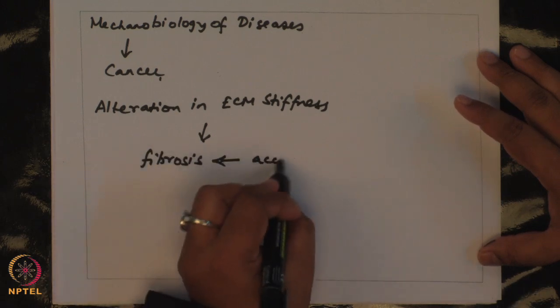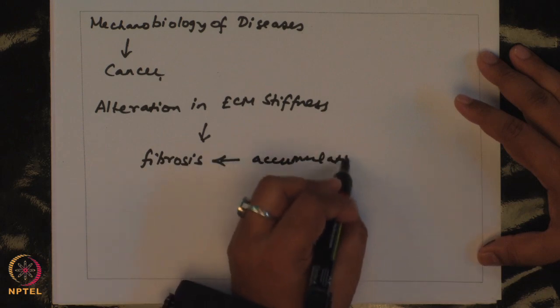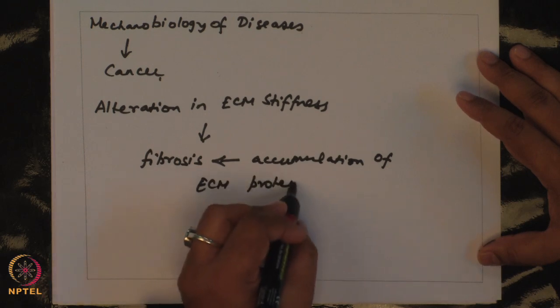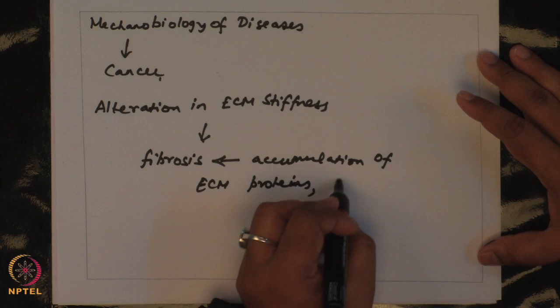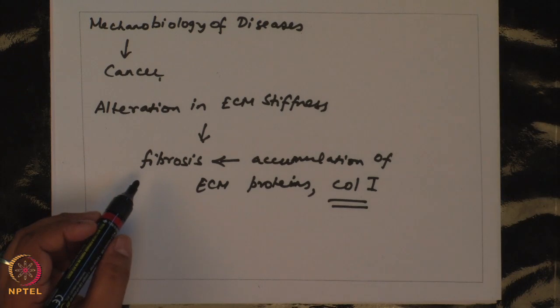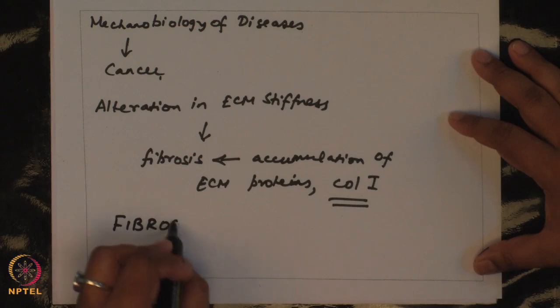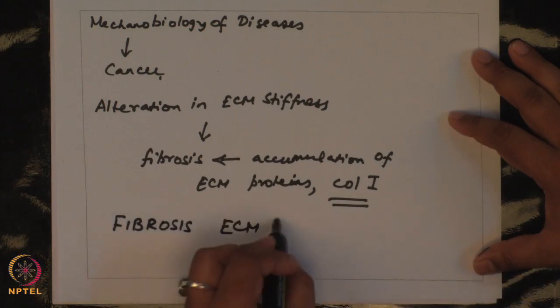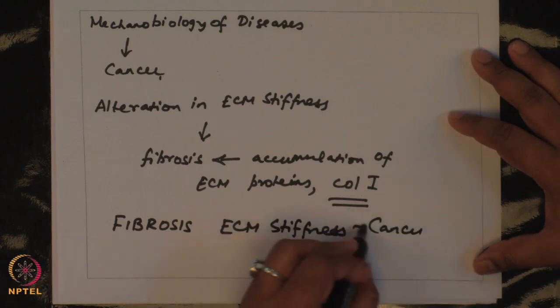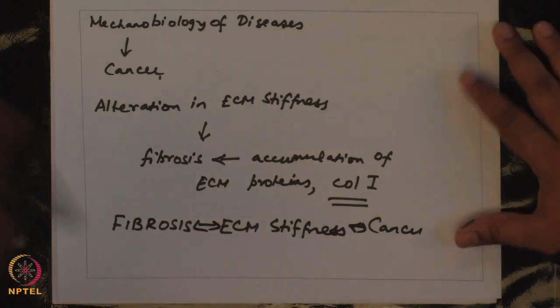This is driven in a process called fibrosis, triggered by accumulation of ECM proteins, especially collagen 1. This fibrosis happens not only in cancer, but even in cardiovascular diseases. So, the question I framed was, what is the nature of the relationship between fibrosis, ECM stiffness and cancer?